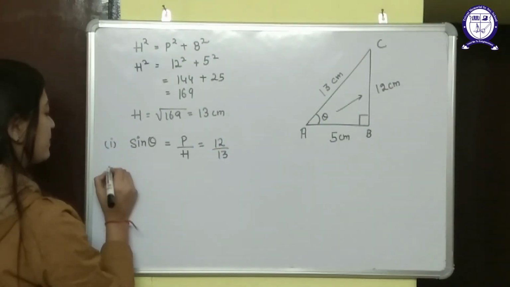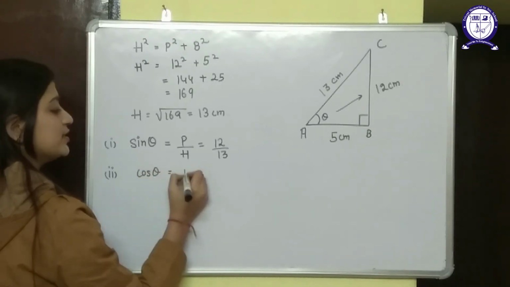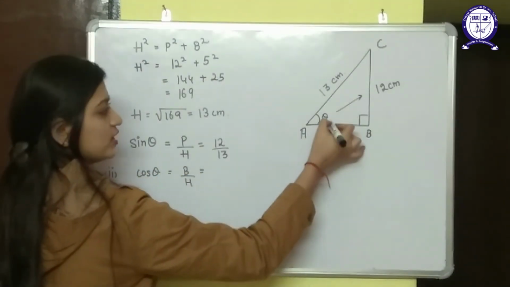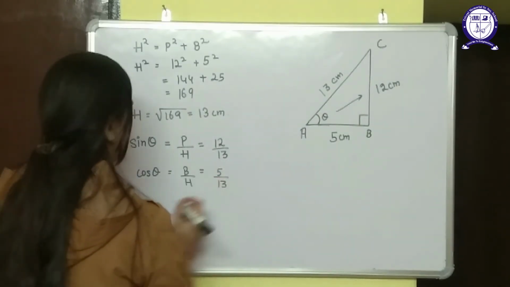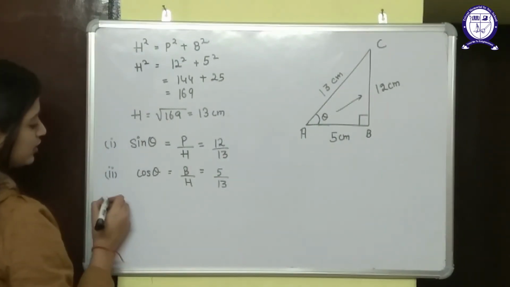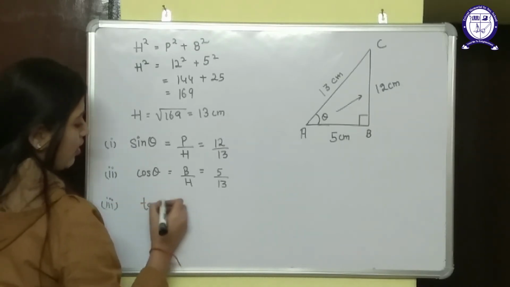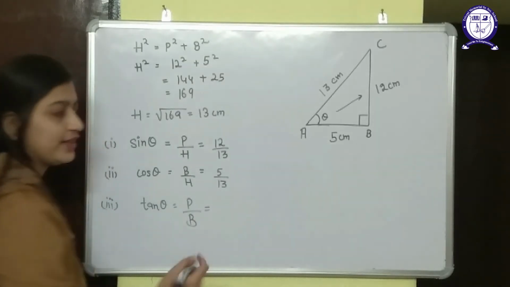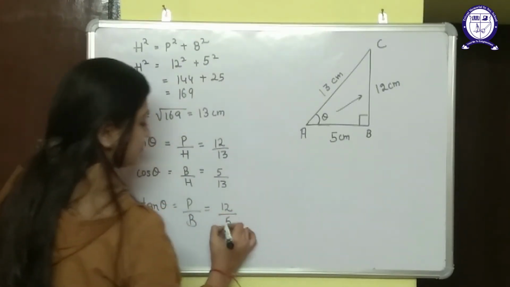Now second, cos theta, this is B upon H. Base is this side, 5 upon 13. Now third ratio is tan theta. This is P upon B. Now perpendicular is 12 and base is 5.